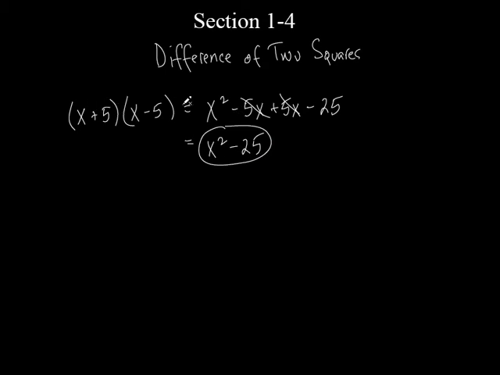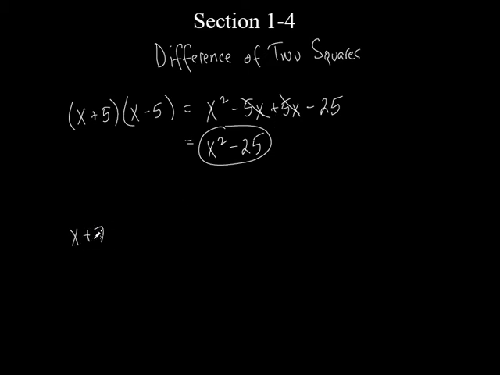So look what happened to the outside and the inside. They just added up to 0, didn't they? So really, if you recognize this, if you see one is plus and one is minus and everything else is exactly the same, really all you've got to do is multiply the first and the last, because you know the outside and inside are going to add up to 0. So let's do another one.